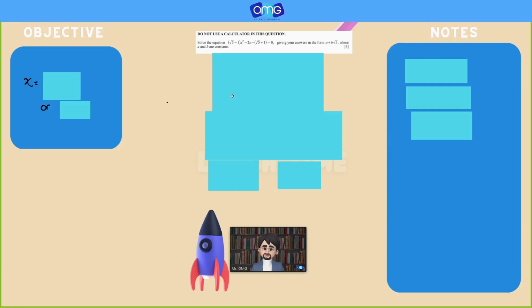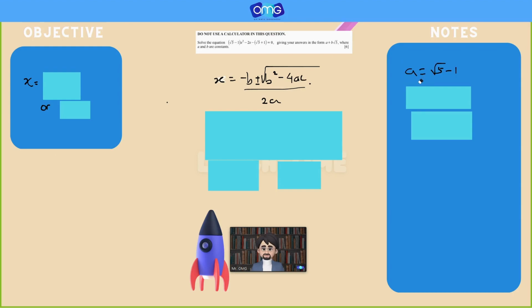Secondary questions, additional maths. Solve these equations giving your answer in surd form, okay? So the objective is to solve the equation, to find the value of x here. So we're going to use this formula to solve these equations. Minus b plus minus square root b squared minus 4ac over 2a, where a is square root 5 minus 1, b is minus 2, and c equals to minus square root 5 minus 1.